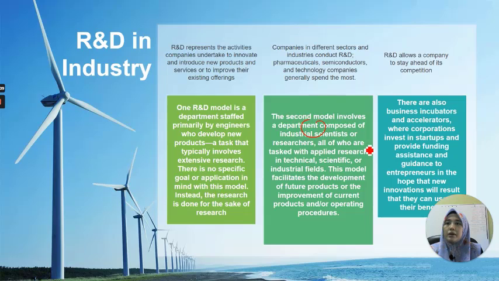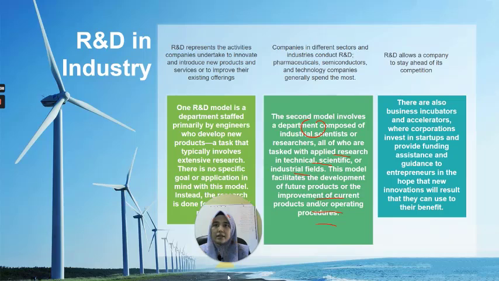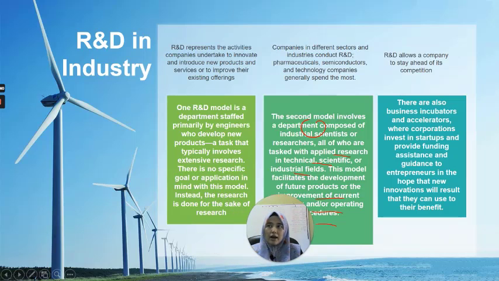Okay, kemudian the second model involves a department composed of industrial scientists or researchers, all of whom are those with applied research in technical, scientific, and industrial fields. Okay, so biasanya ini adalah untuk the improvement of current product or operating procedure. Kalau tadi dia macam bebas, yang ini dia lebih spesifik. Okay, kita ada satu produk, kita nak penambahbaikan dari segi kamera, kena panggil orang expert kamera. Kita tak boleh panggil orang expert screen contohnya. Okay, dia kena based on that particular expert.